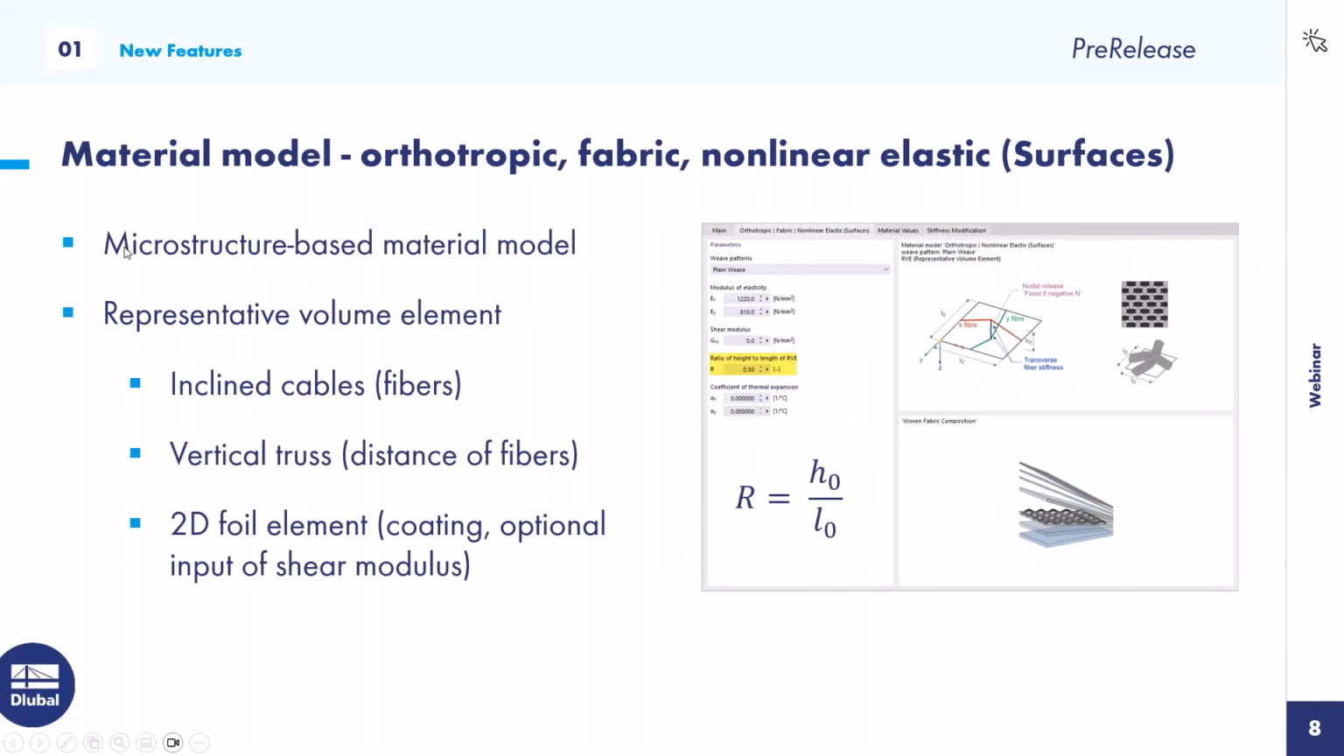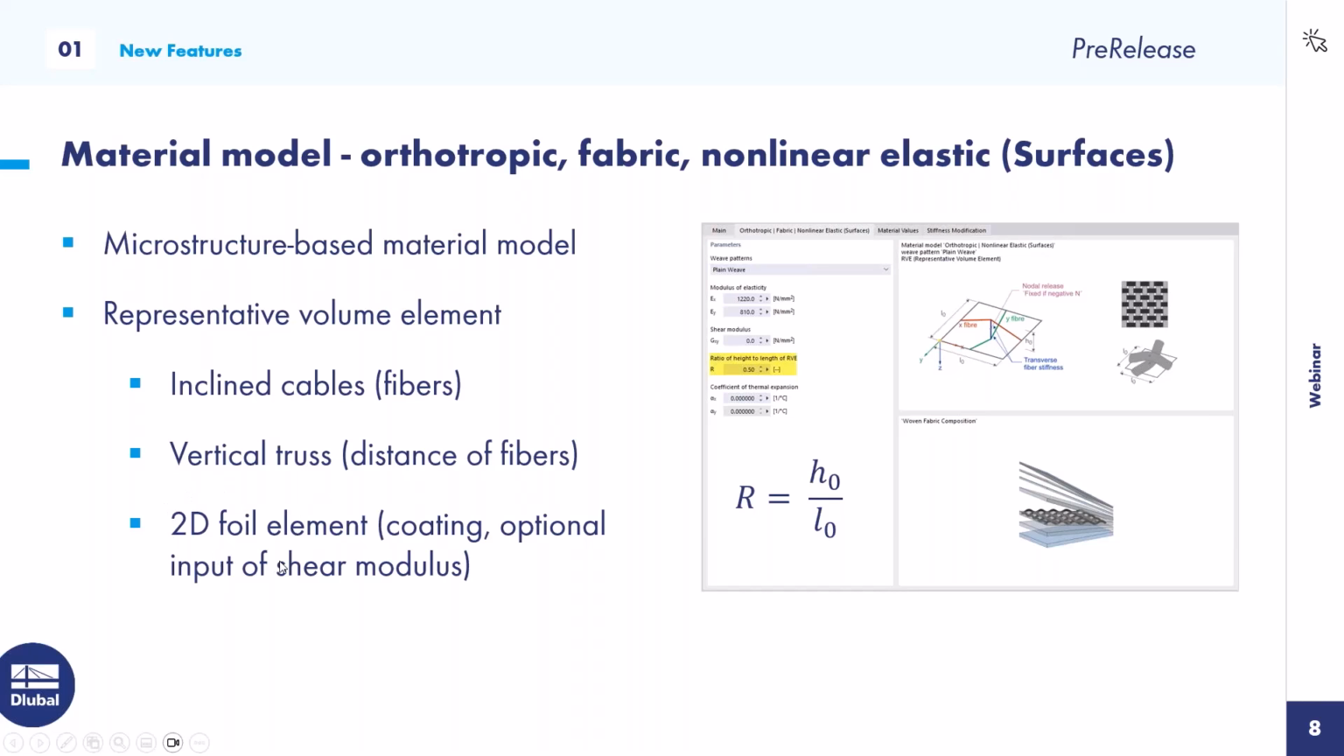Some more information on this material model. This is a microstructure based material model. And as told, in the background there's a representative volume element, as you can see in a sketch over here. And this is most likely modeled with inclined cables for the fibers, due to the production, like it is woven. And we have some vertical truss between those fibers.